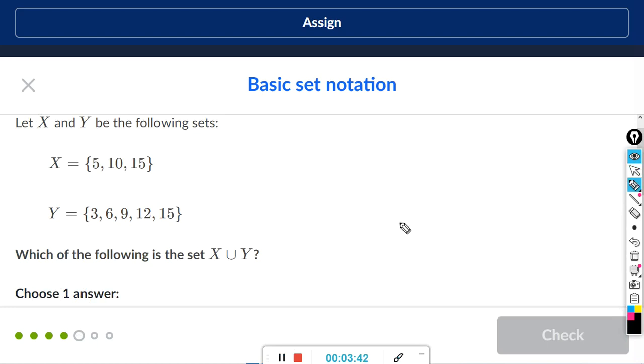Okay, same thing again here. This is X union Y, or you can say X or Y. All right. So cross out the overlapping ones. I don't see any 5s. I don't see any 10s. I do see the 15, so I'll cross that off. Okay, and then just put them in order. 3, 5, 6. And then 9, 10, 12, 15.